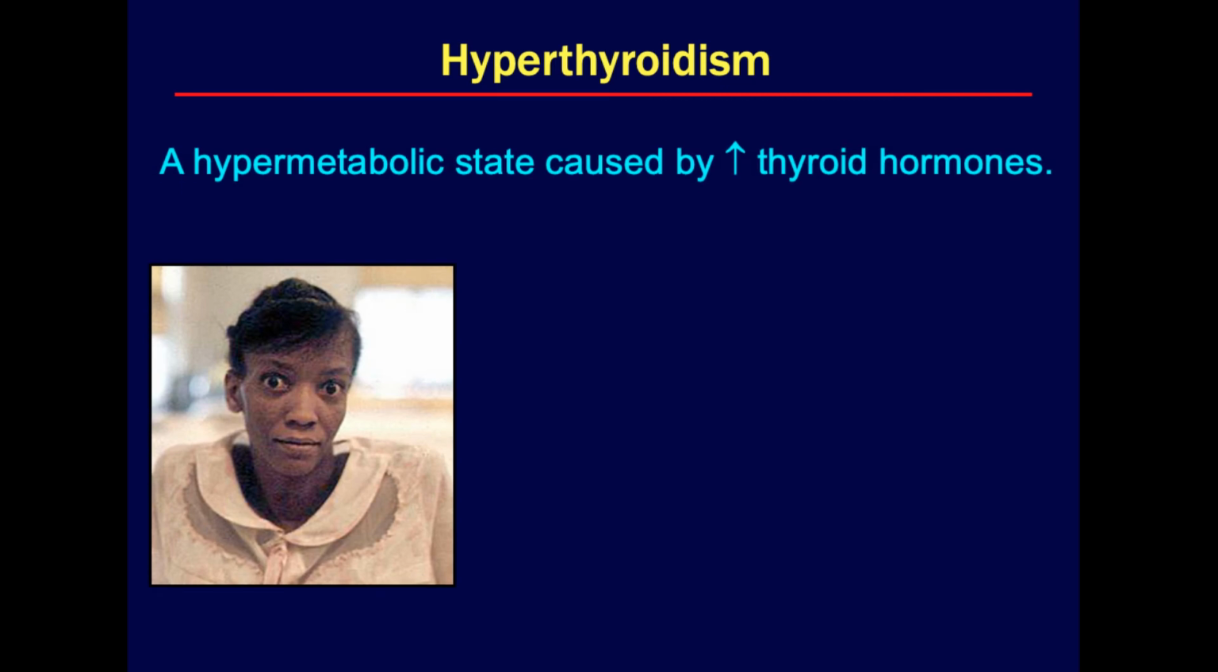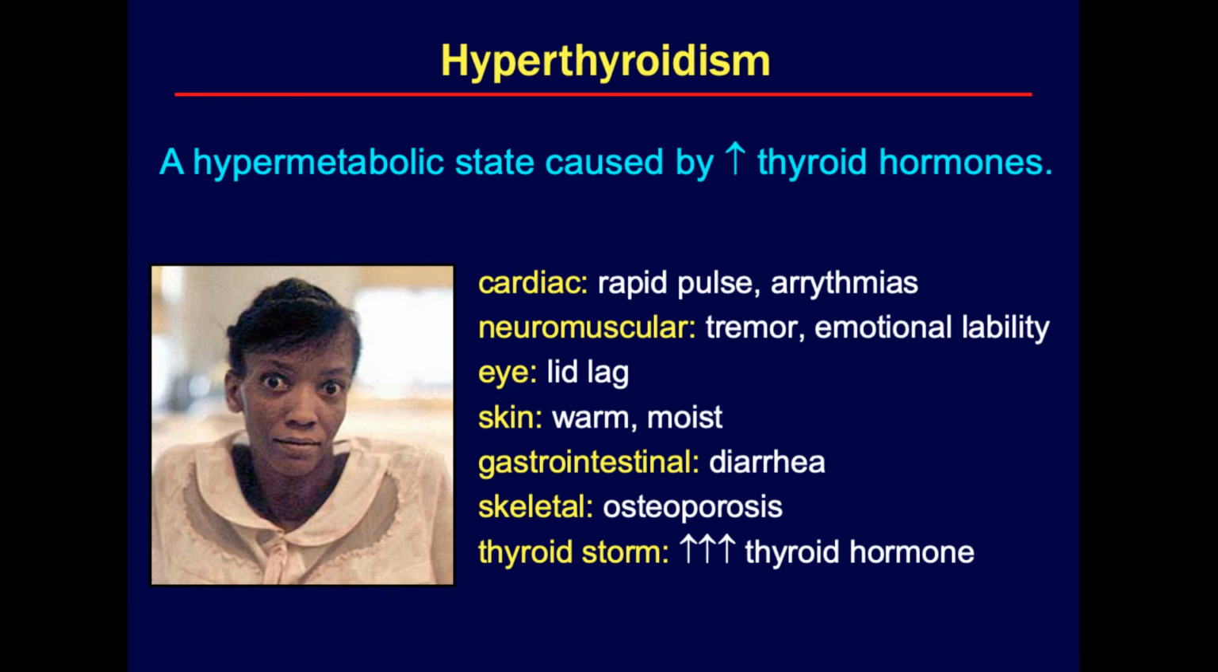So hyperthyroidism, this is where our metabolism is hyper, too high, because we're producing too many thyroid hormones. And some of the symptoms: rapid pulse, arrhythmias, tremors in the muscles, emotional lability, which means the person can be depressed, they can be all of a sudden giddy, they can be angry, they can be happy, and within a blink of an eye. You can have what's called lid lag, and I'll show you a picture of that, where the lid is not blinking and closing appropriately.